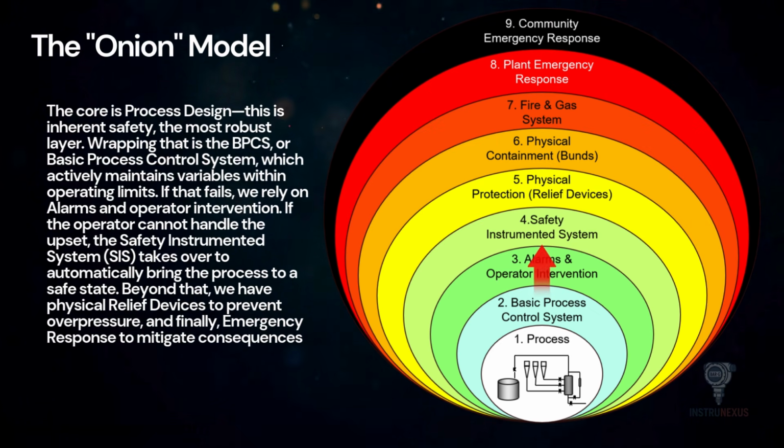But if a hazard does escape these barriers, we rely on mitigation. This includes physical protection, like relief valves, followed by physical containment, such as bunds to catch spills. Beyond that, we have fire and gas systems to detect and suppress danger. If containment fails, we move to the final lines of defense. Plant emergency response to handle the situation on site. And finally, community emergency response to protect the public. By using independent, overlapping layers, we ensure that if one barrier fails, another is always standing ready to protect.